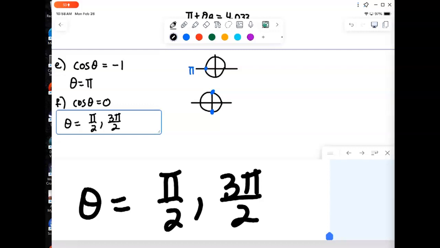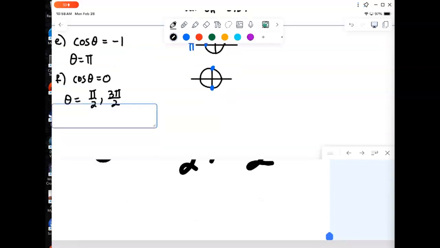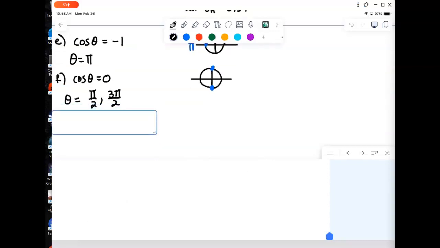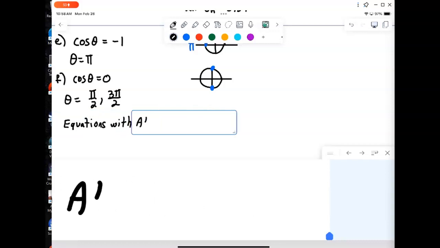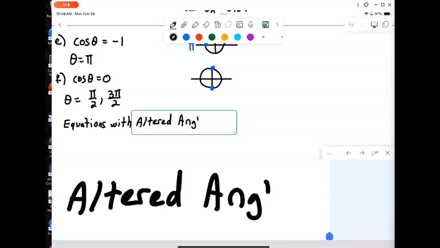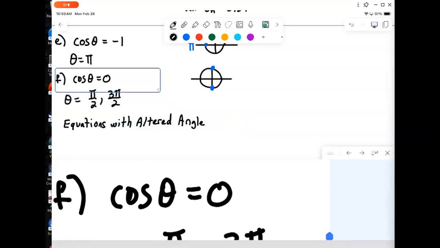Okay, so we now turn to the problem with altered angles. And what I call an altered angle is inside the trig function. So every problem we've done so far has been a trig function of theta.